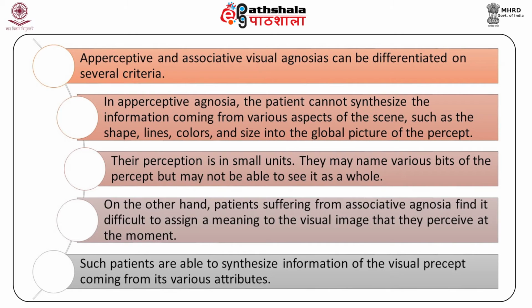On the other hand, patients suffering from associative agnosia find it difficult to assign a meaning to the visual image that they perceive at the moment. Such patients are able to synthesize information of the visual percept coming from its various attributes. For example, if they are shown scissors, they will pick up the scissors from the array of objects shown to them, but they will not be able to say what it is and how it can be used.